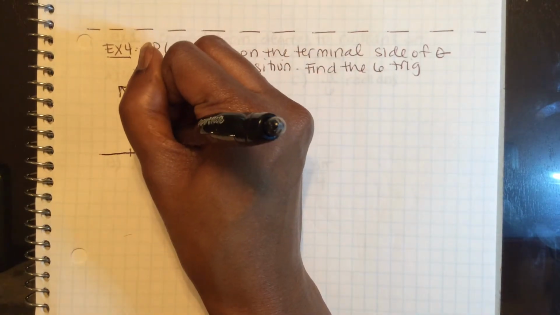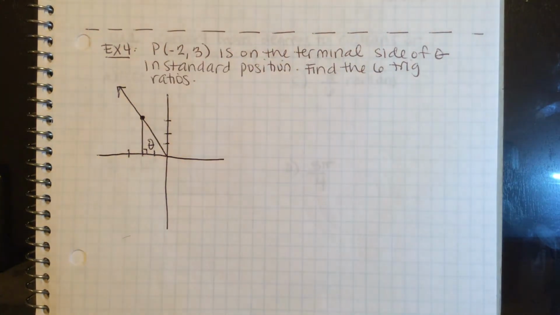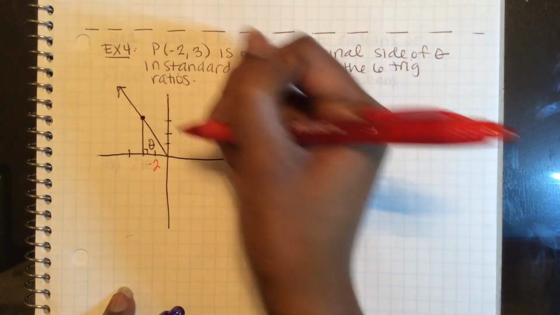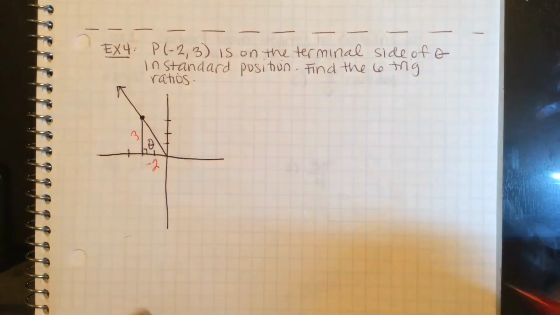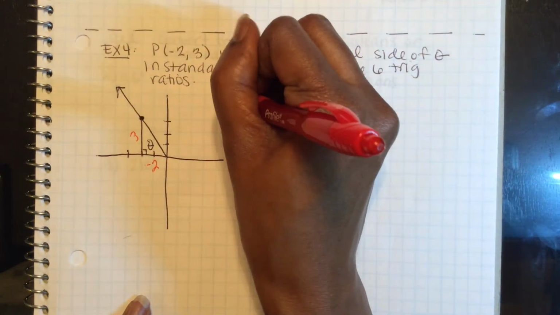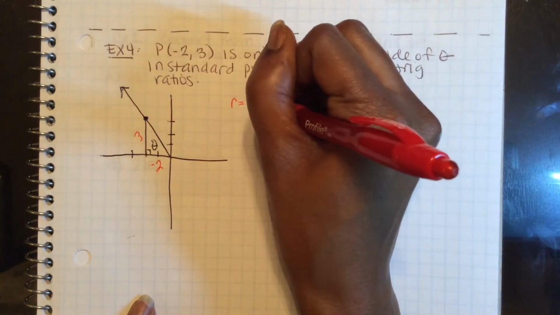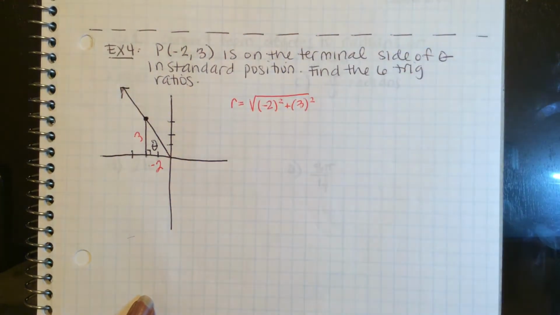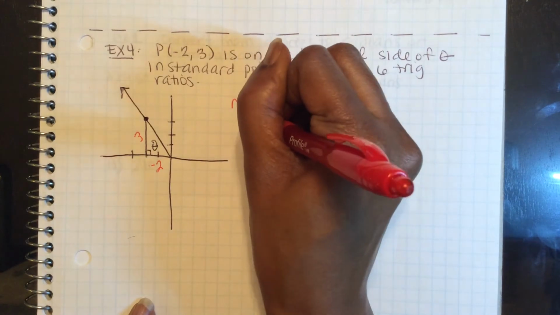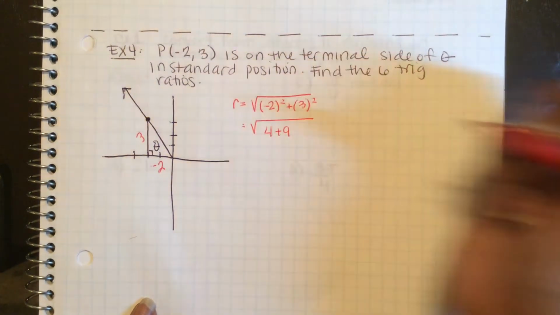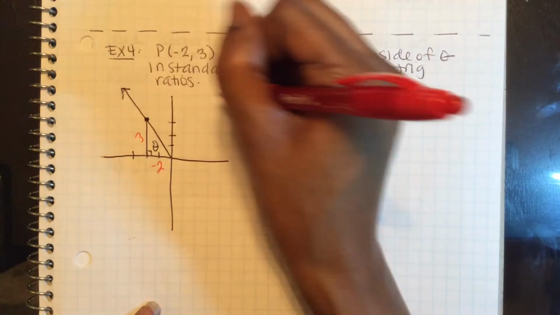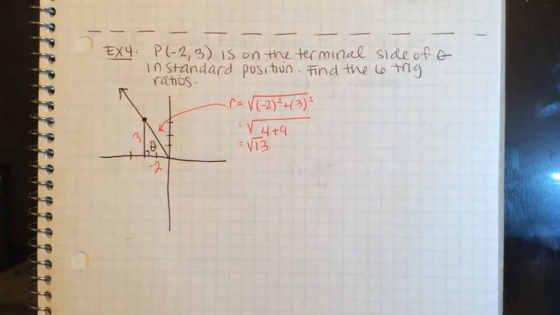And now I can draw this triangle here. So now this distance here is -2. This distance here is 3. And remember, r equals the square root of x squared plus y squared. So that's the square root of 4 plus 9, square root of 13. So my hypotenuse is square root of 13.